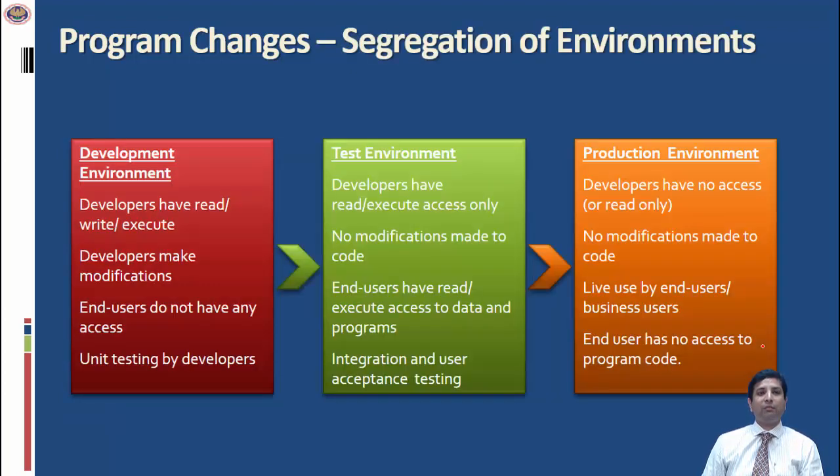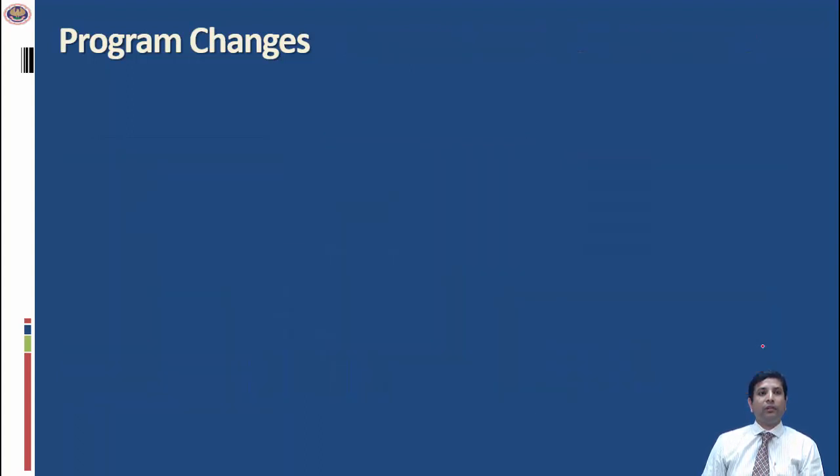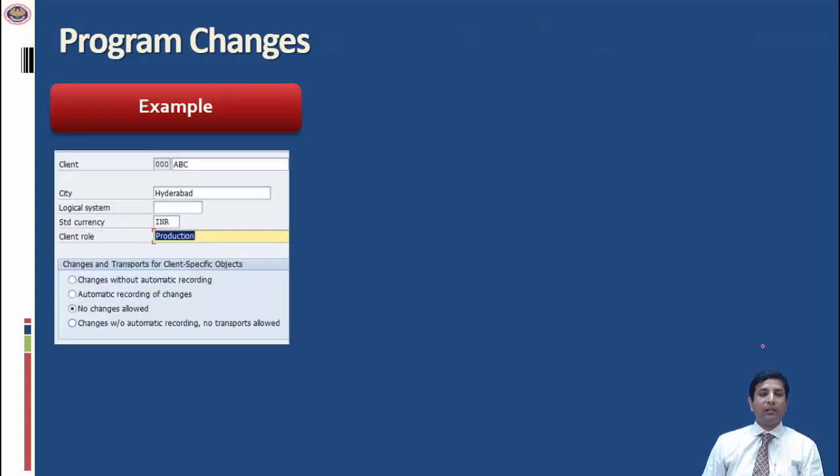Now let us see an example of how this is implemented in a real life situation. Here we can see an example of one of the popular ERPs where the client has not allowed any changes in the production environment. As you can see, this is a production environment and no changes are allowed to the system in the production environment.